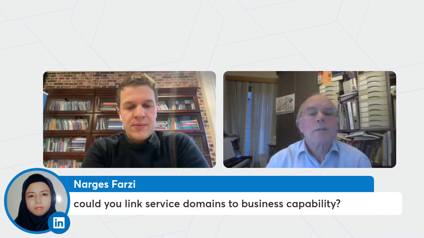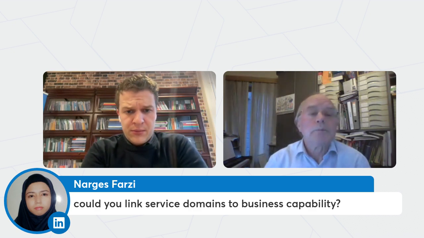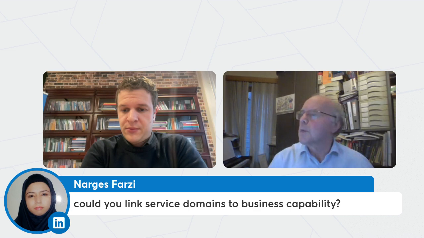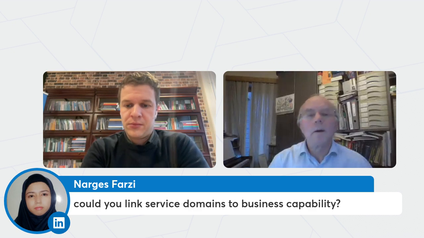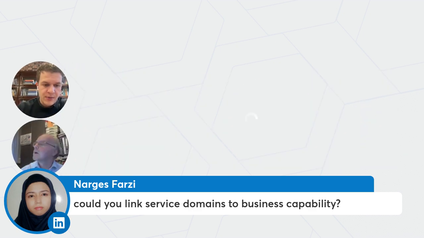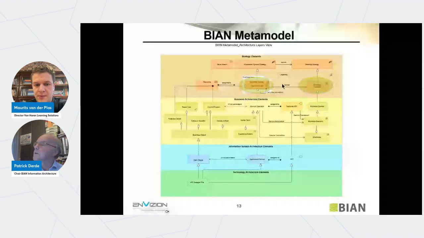Yeah, I can see. Could you link service domains to business capabilities? Yes, we do. That is what we did show on this diagram. I'm not sure if you see the diagram already. One second. Yeah, so that's via this relationship.